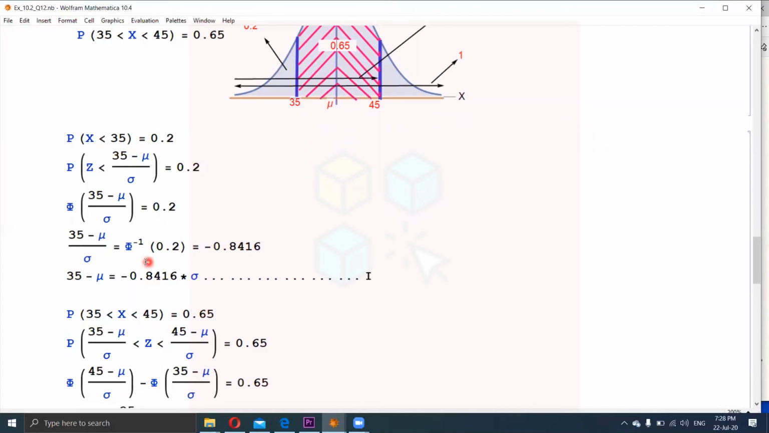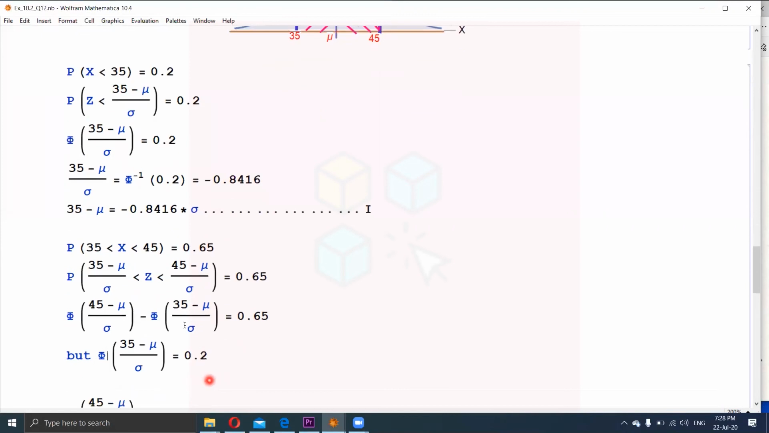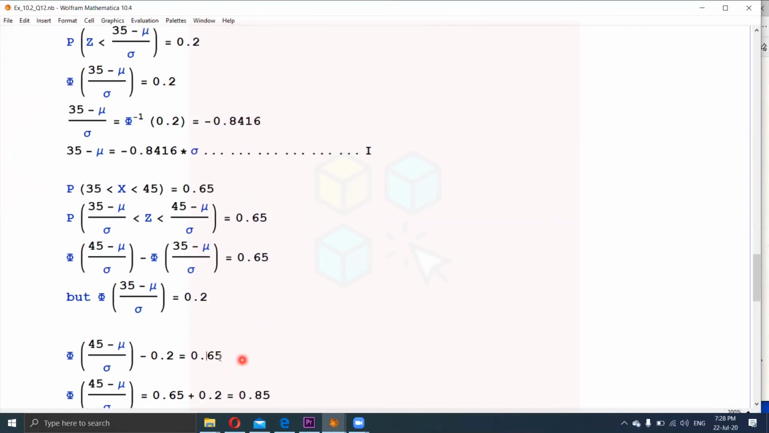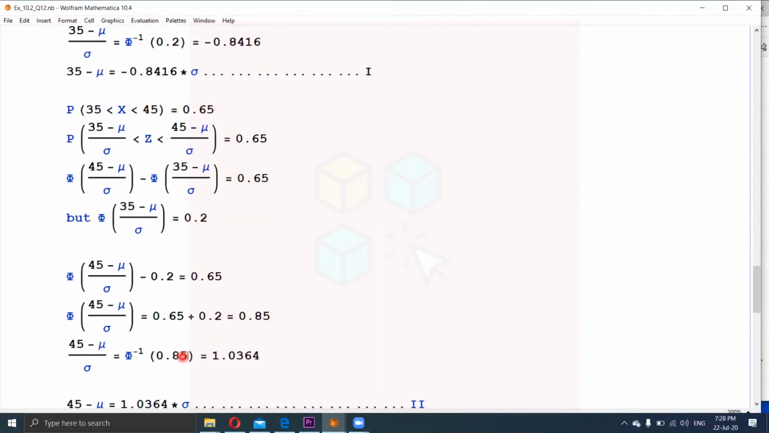Now substituting the probability from the first equation, which is phi of 35 minus mu over sigma is 0.2, its value is written here, phi of 35 minus mu over sigma. By substituting this value, we can have the probability 0.85. So phi will be coming on the right hand side, phi inverse of 0.85, and its value from the table is obtained.